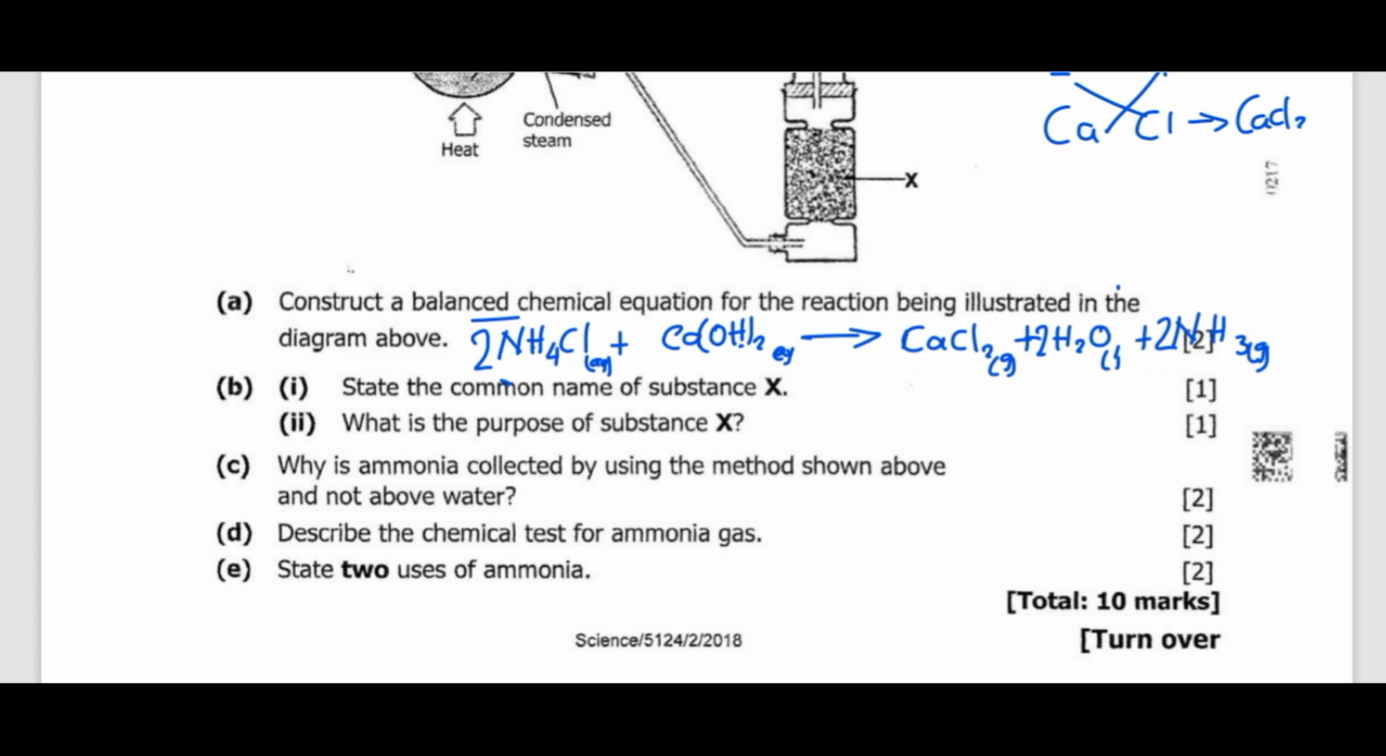Then state the common name for substance X. Substance X is calcium oxide. Now, what is the purpose of substance X? What is the purpose of calcium oxide? So we know that from these products there is water. So how can we separate water from ammonia, or how can we make sure that the ammonia is dried out? That's the use of calcium oxide. So we say it is used as a drying agent.